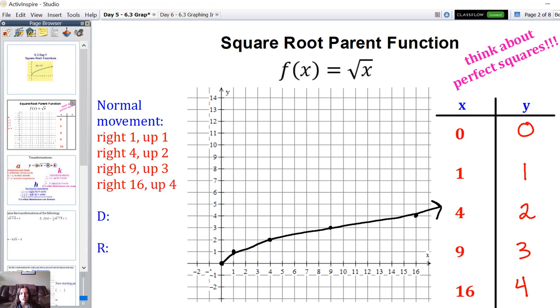So this is the parent function of square root graphs. We start at (0, 0), and then it kind of starts to go up, but then slowly starts to flatten out. And if we were to keep going, it would get flatter and flatter as we keep going outward.